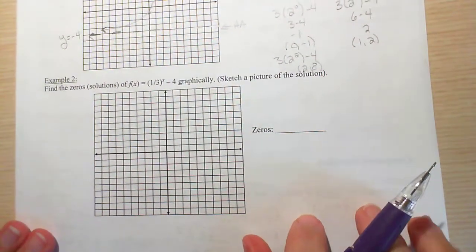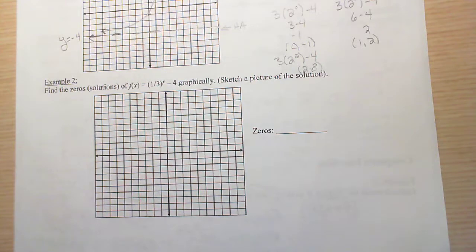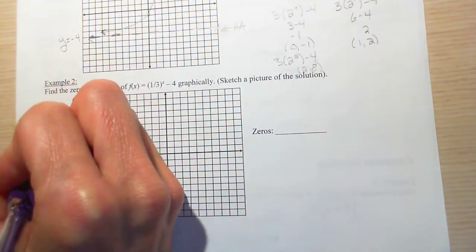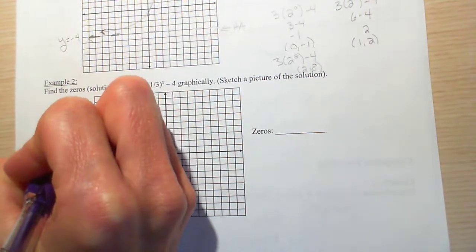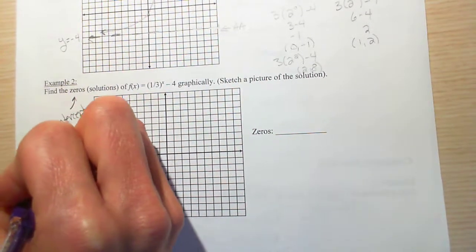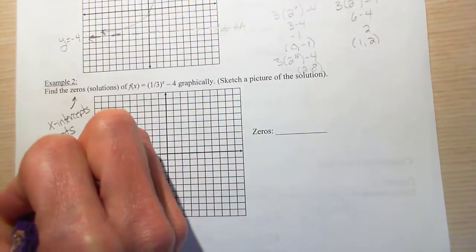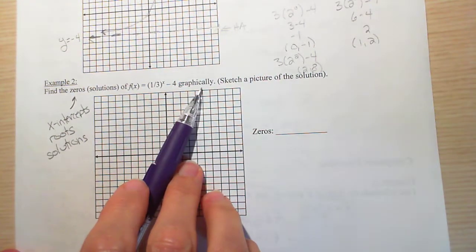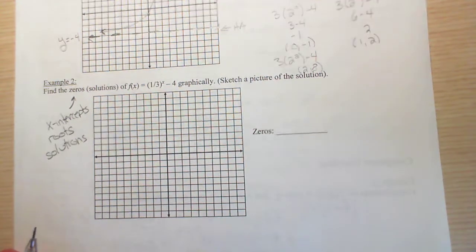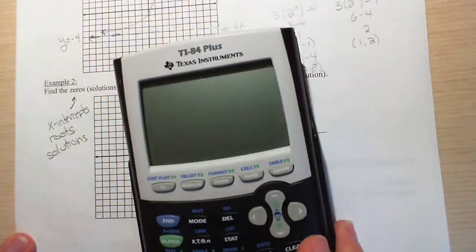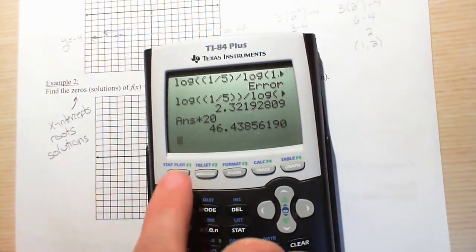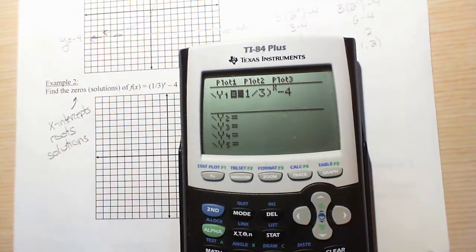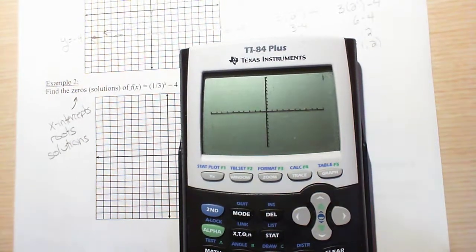Here is another one. This one says, example 2, find the zeros. So zeros are x-intercepts. They're also called roots. They're also called solutions. Of this function, graphically, sketch the picture as shown. So this is one you're probably going to want to do in your graphing calculator. So let's punch this in. Oh, look at that, I already have it in. So there it is, (1/3) to the x minus 4, and then I'm going to graph it.